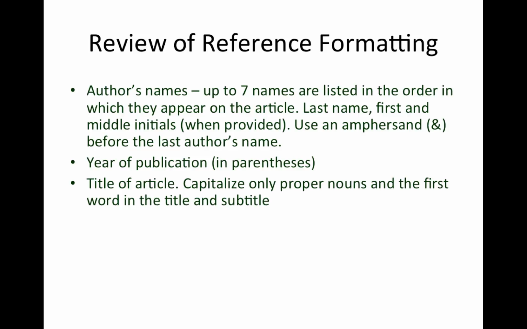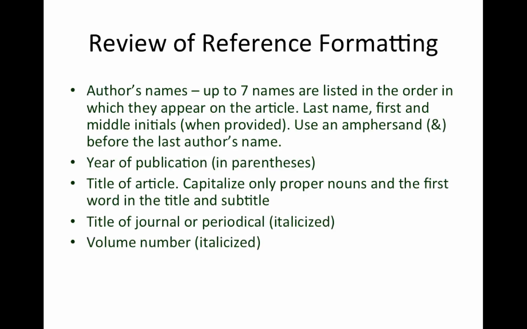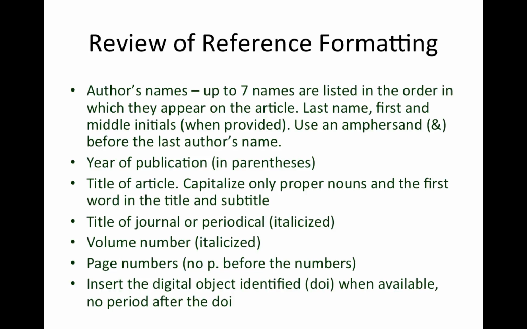Title of the article, capitalize only proper nouns and the first word in the title and subtitle, followed by a period. The title of the journal or periodical, italicized, followed by a comma. Volume number of the journal or periodical, also italicized and followed by a comma. Page numbers. Remember, no P period before the numbers, and the whole thing is followed by a period. Insert the digital object identifier, DOI, when available, but no period after the DOI.